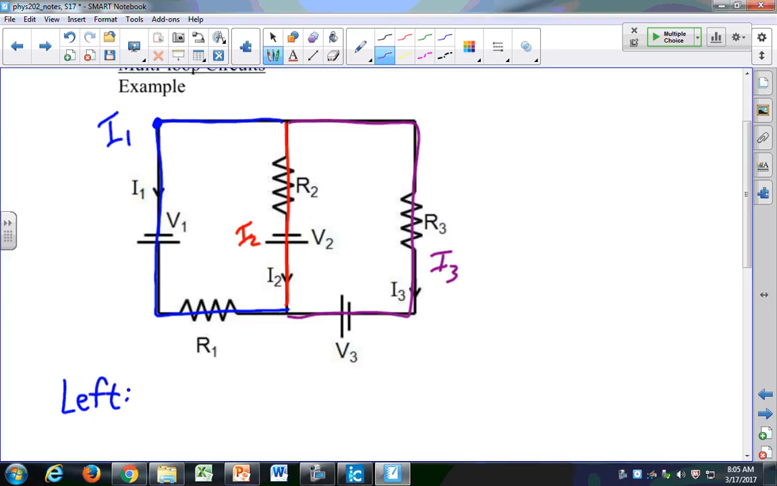But let's look at the left loop first. I'm going to start right here, and I'm going to move in this direction. So I got plus V1 because I'm going from low to high. And then I come to the resistor and I ask myself, am I going with or against the current? I'm going with. So it's minus I1R1. And then I'm going to do the left loop, so I come up. Is that plus or minus V2?